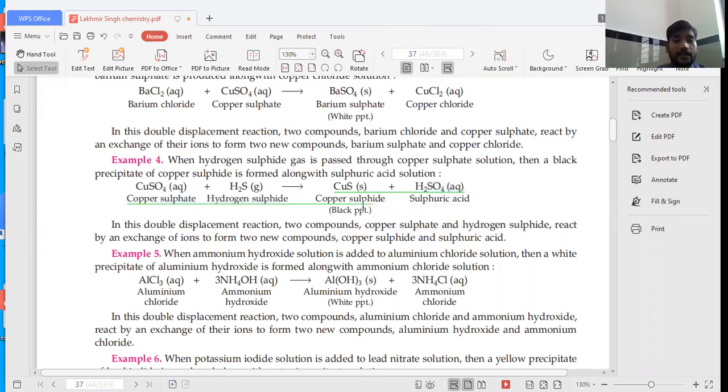कलर चेंज हो रहा है, ध्यान रखेंगे, all right. Sorry, CuS copper sulfide black precipitate है इसका. Aluminium chloride with ammonium hydroxide will form aluminium hydroxide white PPT. Aluminium hydroxide का white precipitate होता है बेटा, understanding, and ammonium chloride will be formed.